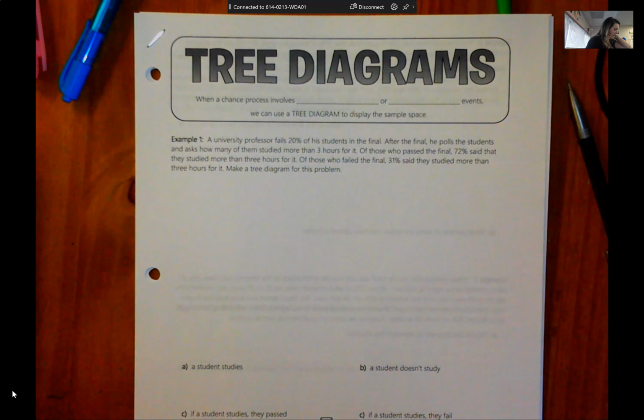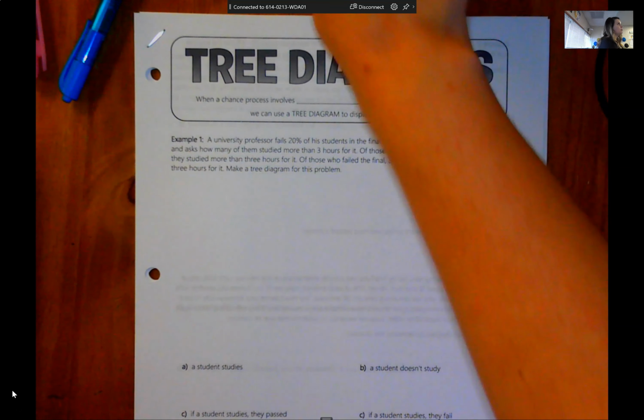Okay, so today we are doing tree diagrams. It is a pretty straightforward process. It's just a lot to keep track of. There's not a bunch of different formulas that you're going to need to use. It is different than what we did in the last lesson. The one thing that carries over from the last lesson is the idea of conditional probability.